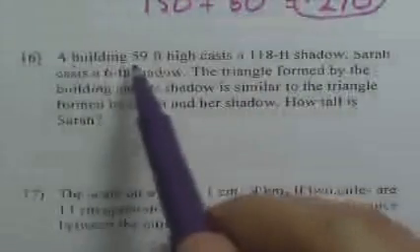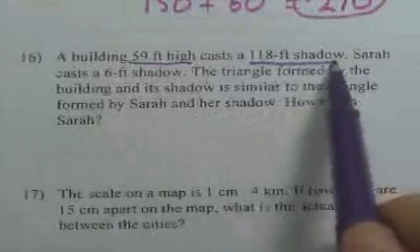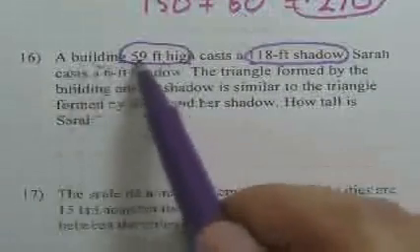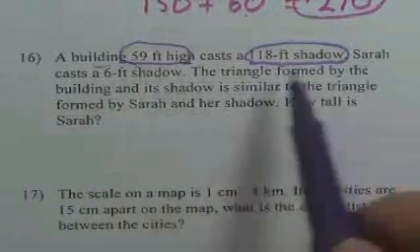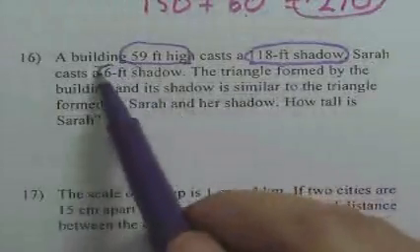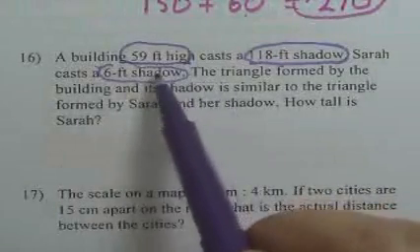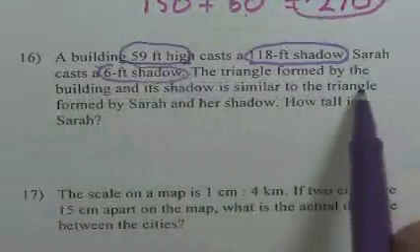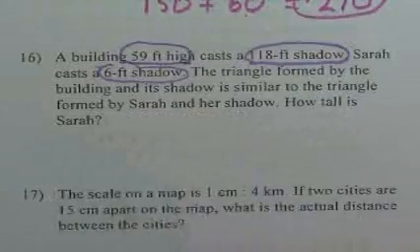Number 16, you have a building 59 feet high, and it has a shadow of 118 feet. So building's 59 feet, the shadow's 118 feet. Sarah, she casts a 6-foot shadow. So what we want to do is figure out how tall she is. It says the triangle formed by the building and its shadow is similar to the triangle formed by Sarah and her shadow. How tall is Sarah?